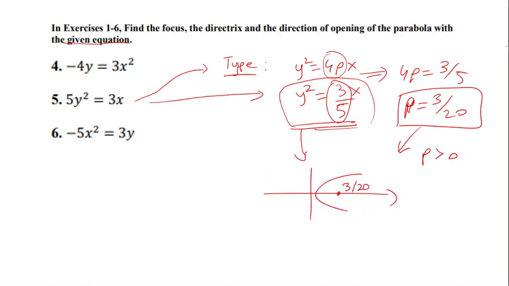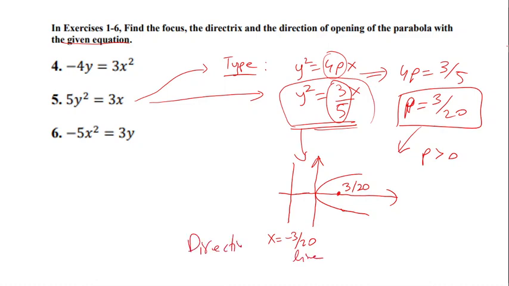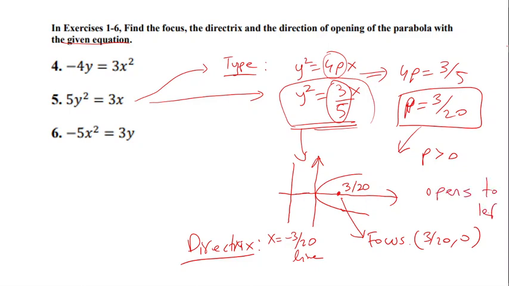So then our parabola will be something like this. And what can we say here? Then the directrix will be x equal to minus 3 over 20 line. This is the directrix. And the focus will be here on the x-axis for sure. It will be 3 over 20, 0. The parabola opens left.